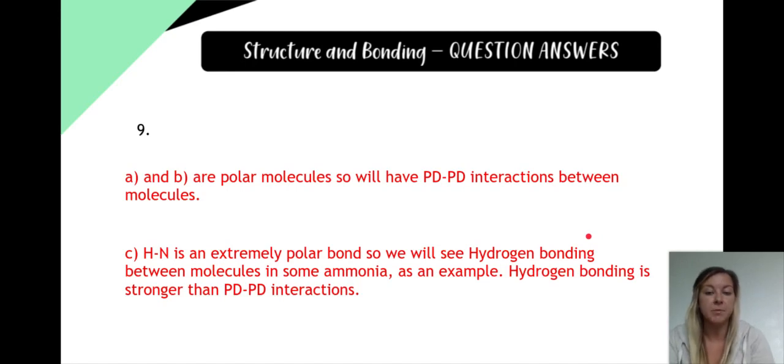Hydrogen bonding is much stronger than permanent dipole interactions. So C, the H and N in a molecule of, for example, ammonia, is going to be the strongest intermolecular force. Hydrogen bonding is stronger than permanent dipole to permanent dipole interactions.